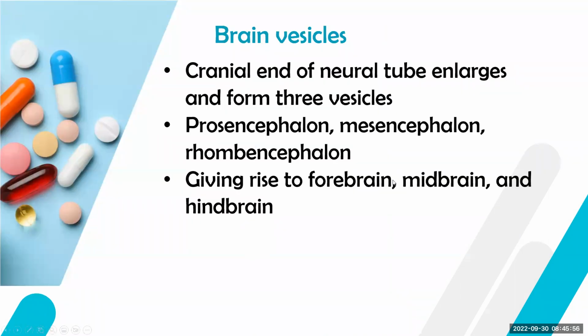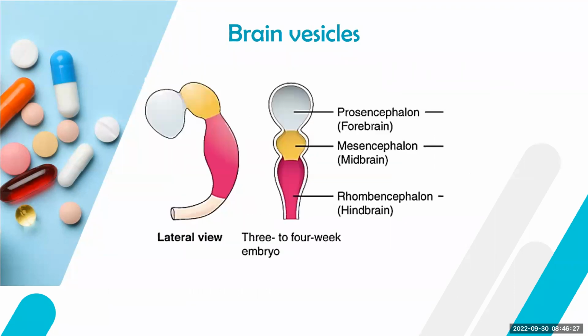Now, then the cranial end of this neural tube enlarges a little bit to form 3 vesicles. These 3 vesicles are known as the prosencephalon, the mesencephalon, and the rhombencephalon. The prosencephalon will give rise to what is known as the forebrain, and the mesencephalon will give rise to the midbrain, while the rhombencephalon will give rise to the hindbrain. So we have 3 vesicles to start with.